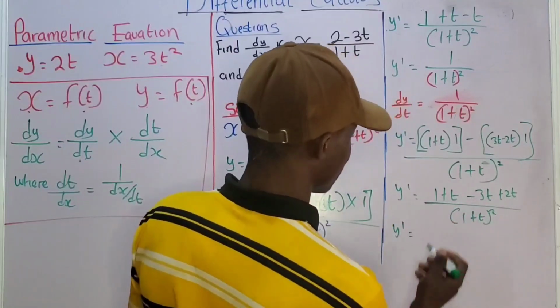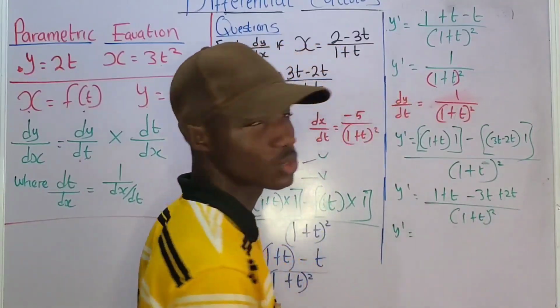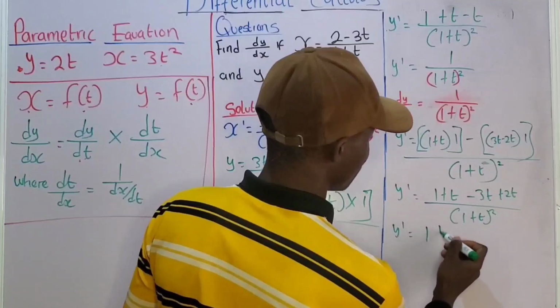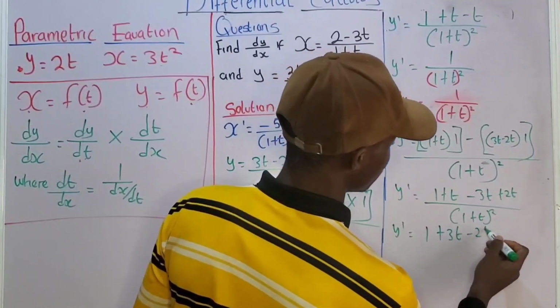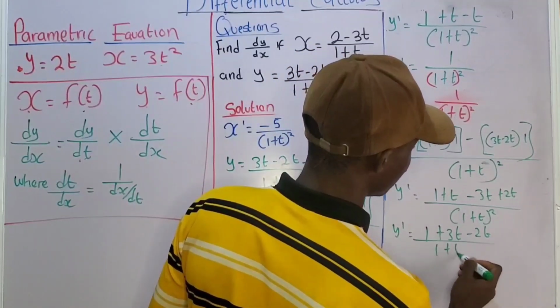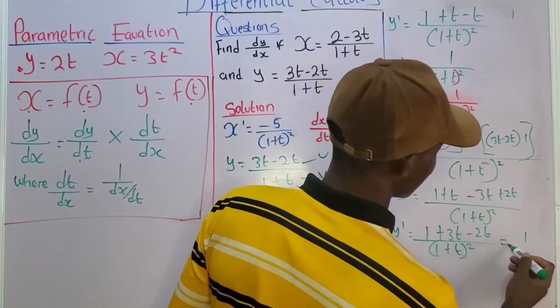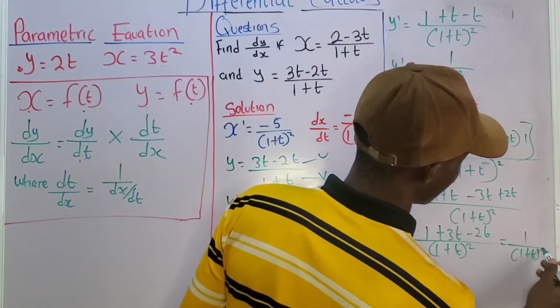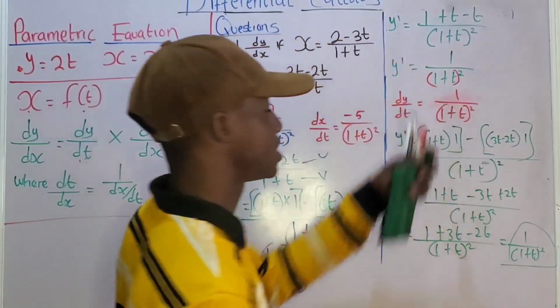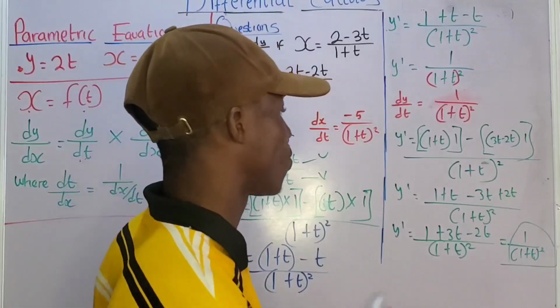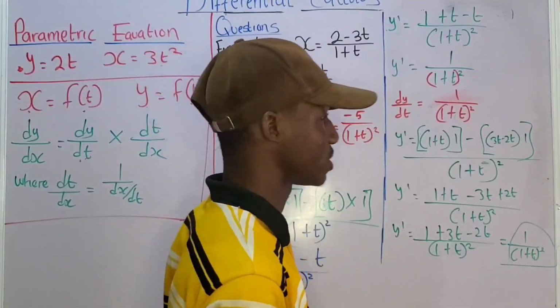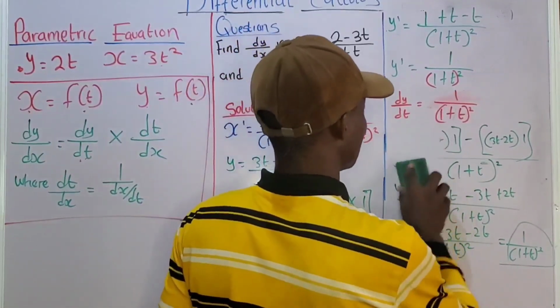If you collect like terms, t plus 2t will give us what? 3t. So I'm going to have 1 plus 3t minus 2t all over 1 plus t squared. Okay, that is what? 1 over 1 plus t squared. That is how I got the derivative of y with respect to t as 1 over 1 plus t squared. Okay, so that is the solution.